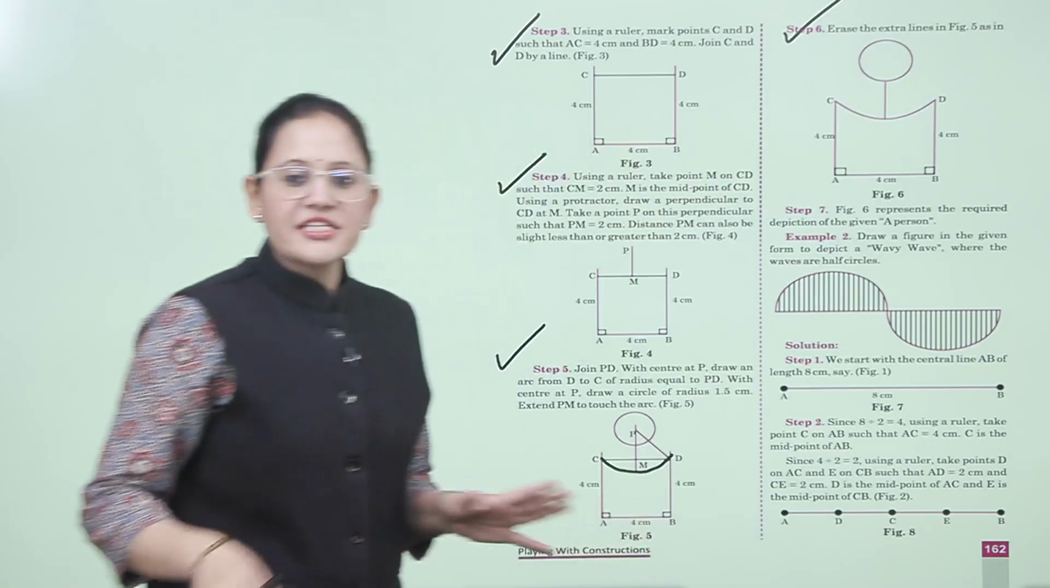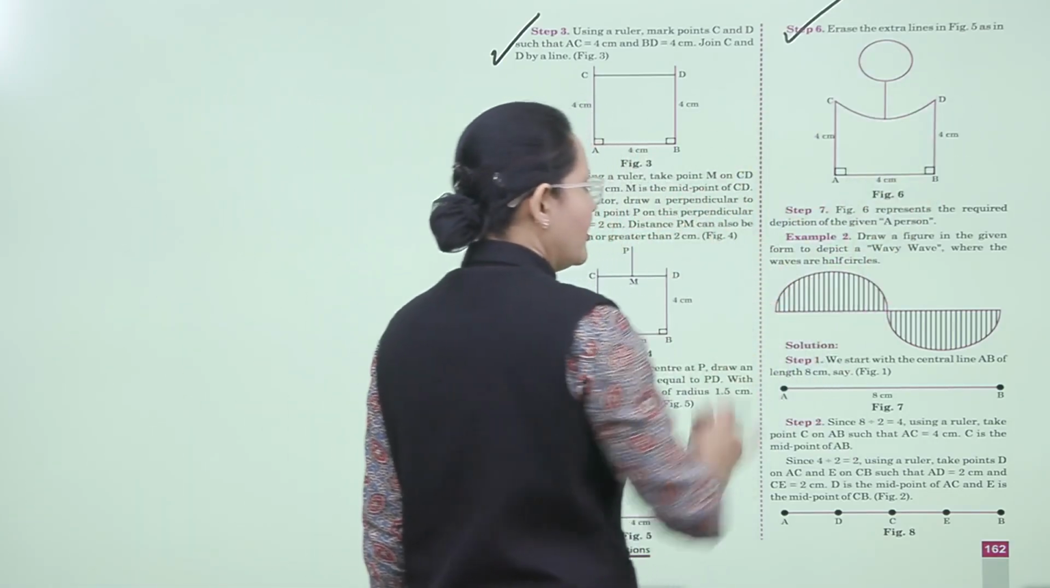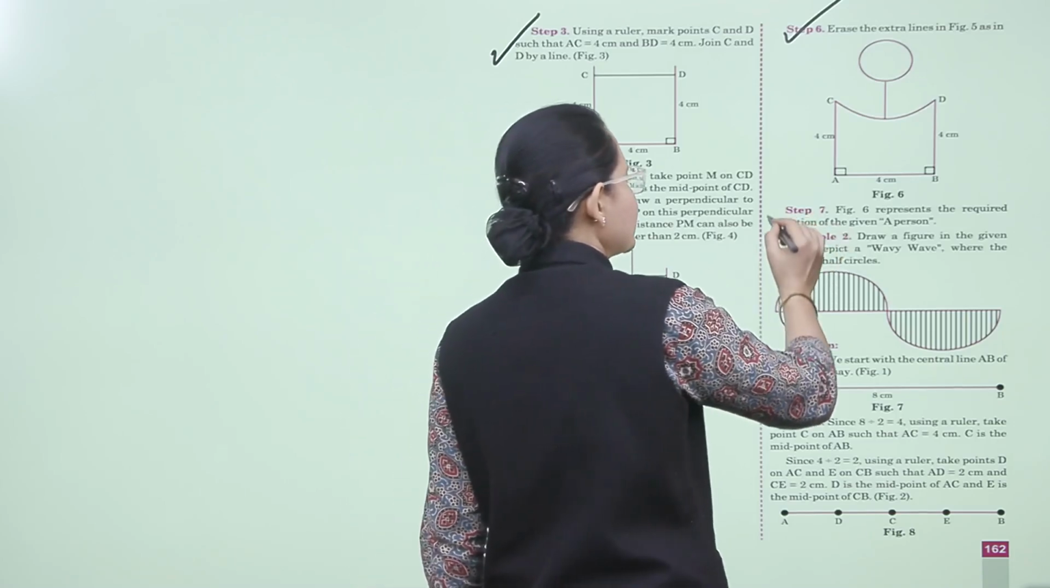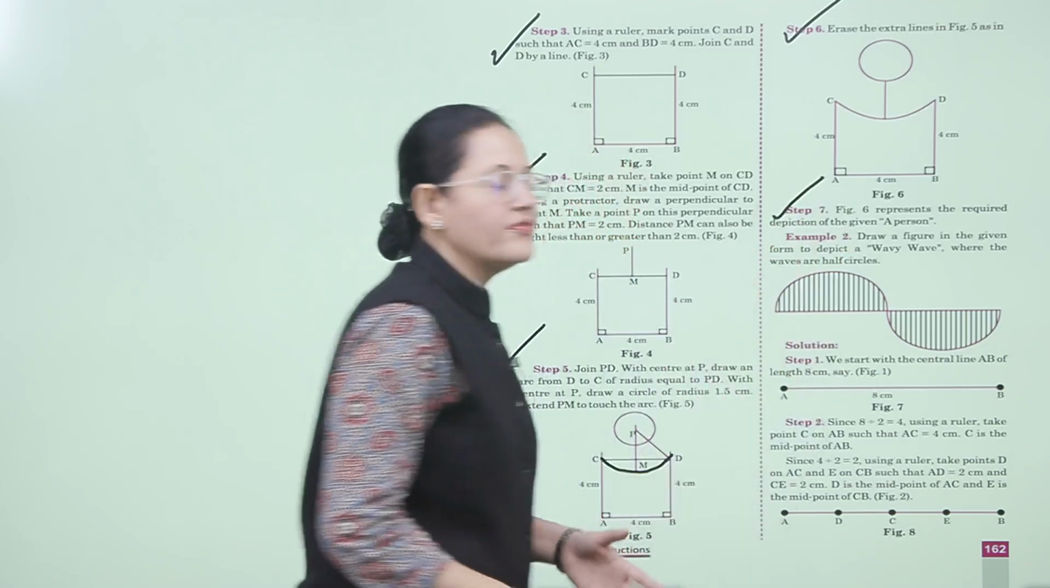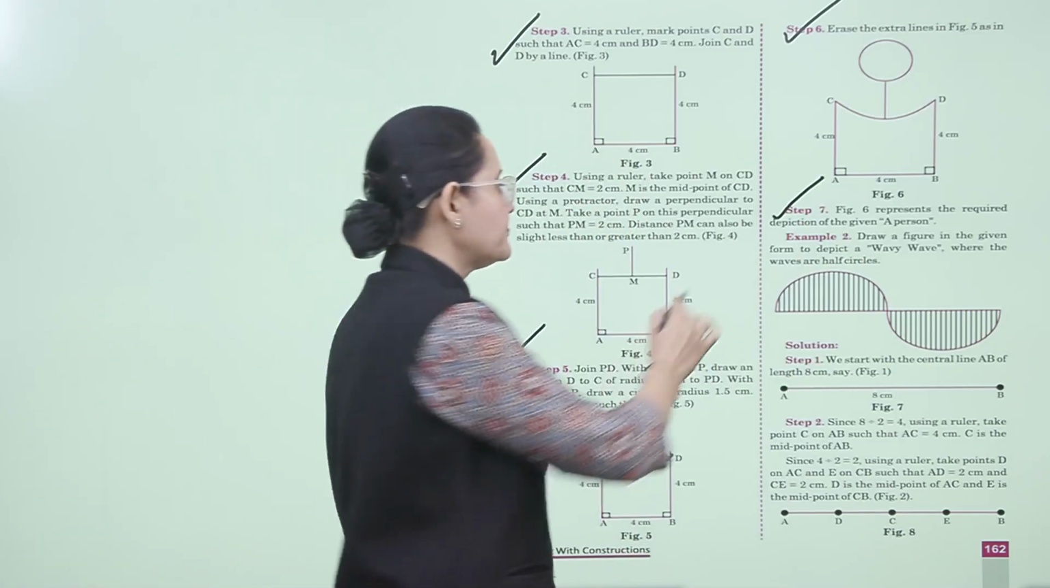Now erase all the extra lines. So what will you get? You will get this figure. Clear? So this will represent the required depiction of the given person. Clear? Next example.